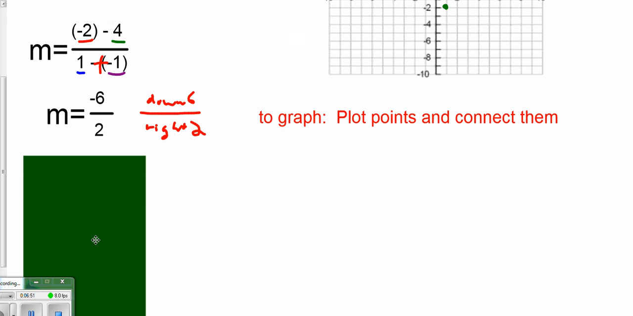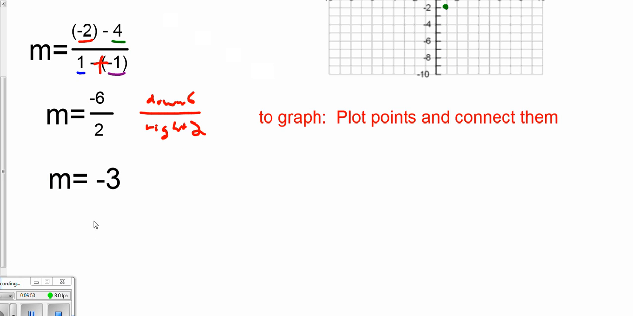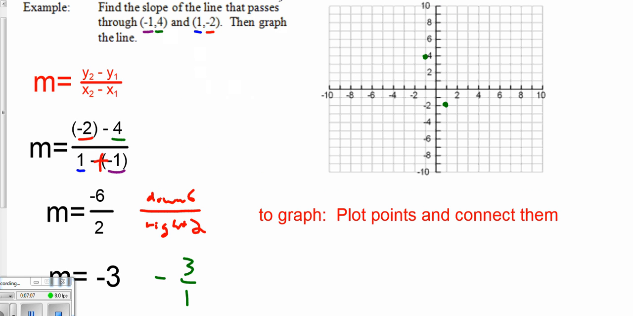We can, however, simplify that even further to just being -3. And again, if that helps, think of it this way, think -3 over 1. Down 3 over 1. Same as going down 6 over 2. So let's just double check that. From this point, if we go down 1, 2, 3 over 1, we'd hit right here. Right on the point we're supposed to.